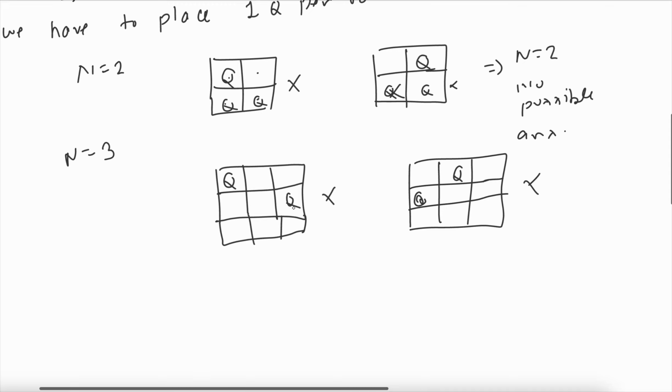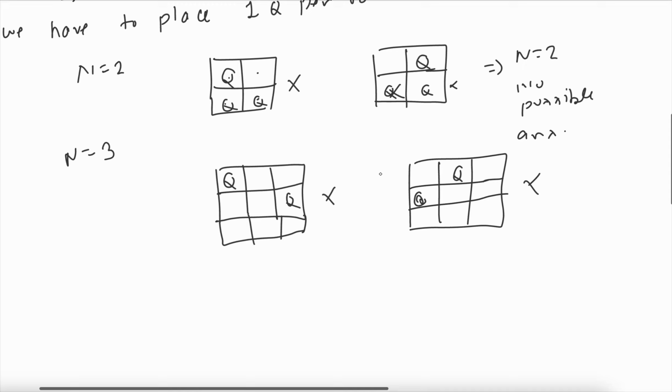I have placed the queen in the available option, then I have moved to the second row. Then I'm checking, can I place a queen here in the third row? I cannot place, so I didn't get any answer, so I will backtrack. So yeah, this is the wrong answer.